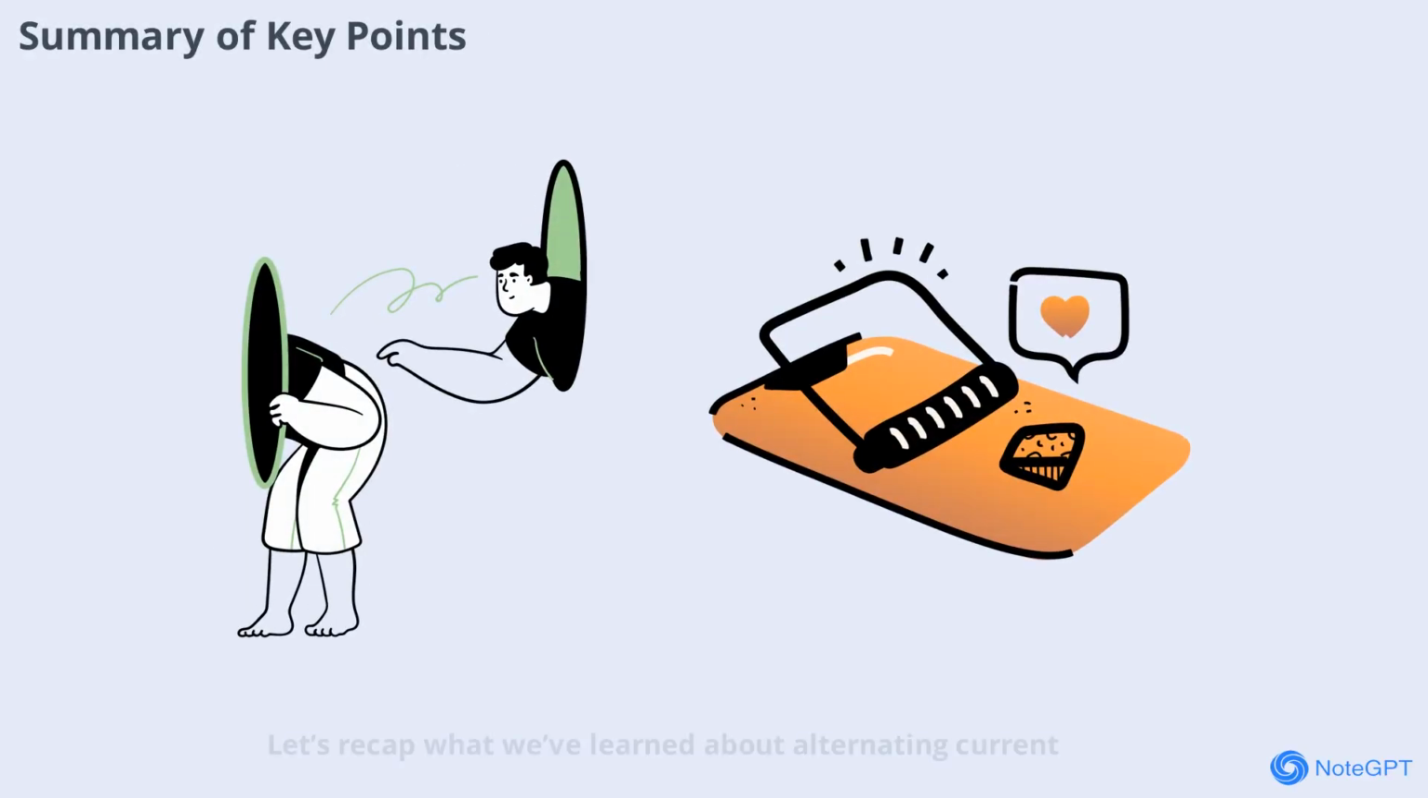Let's recap what we've learned about alternating current. We covered the basics of AC, its mathematical representation, and its behavior in different circuits. We explored its advantages, applications, and safety measures. Understanding AC is essential for anyone studying physics or pursuing a career in engineering. With this knowledge, you're well equipped to tackle AC-related questions and challenges.